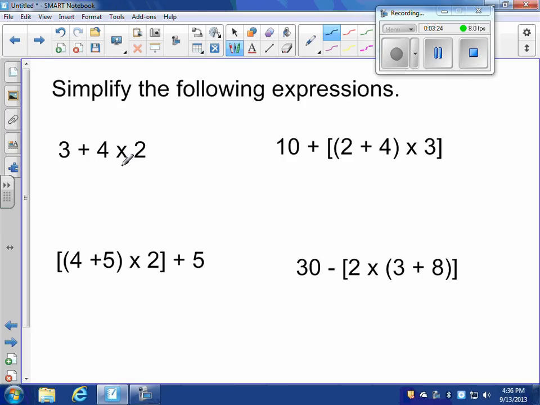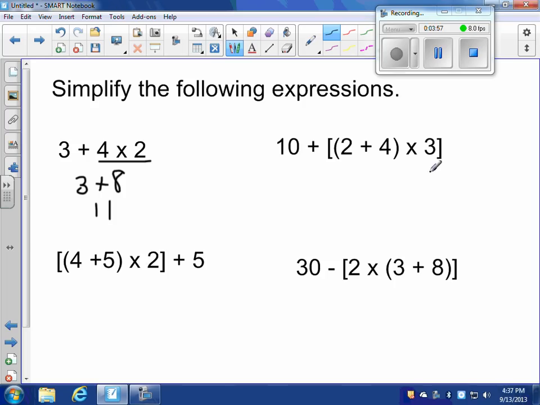For this first problem, you're going to go through your order of operations. First, you're looking for parentheses, which there are none. Second, you're looking for exponents, and there are no exponents in this problem. So then we're going to look for any multiplication and division problems. So we're going to start here with this multiplication problem. 4 times 2 is 8. So that leaves us with 3 plus 8 and an answer of 11.